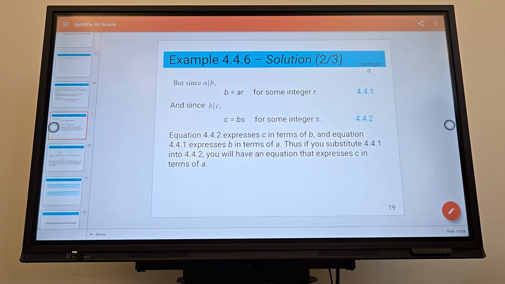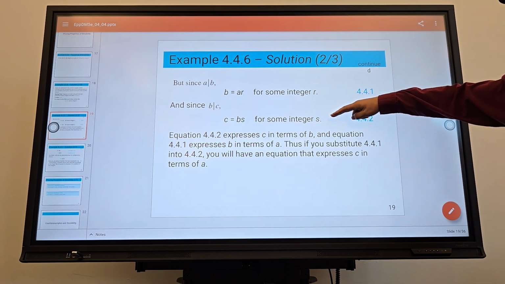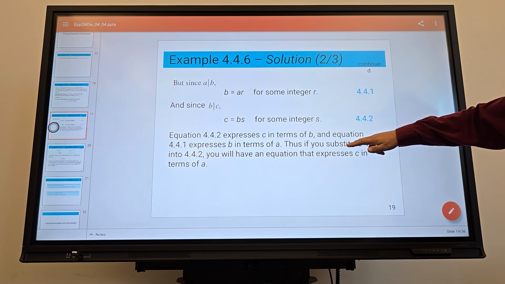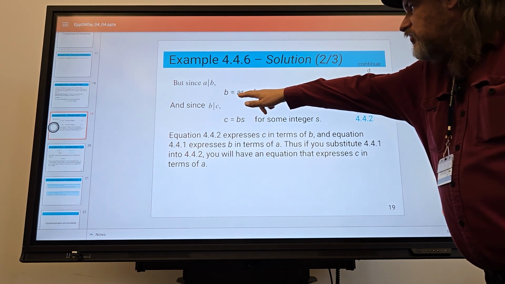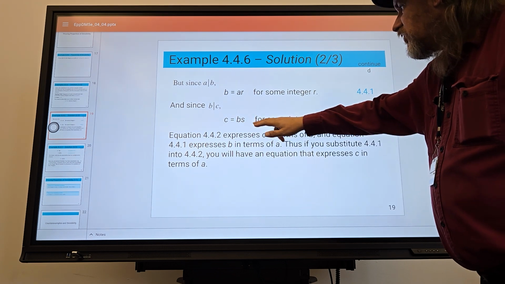Now, this equation expresses c in terms of b, and the other equation expresses b in terms of a. Thus, you can substitute this equation for the b in the second equation.